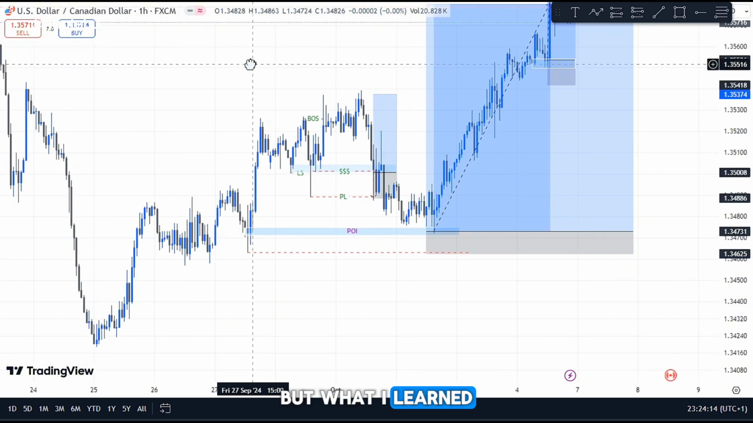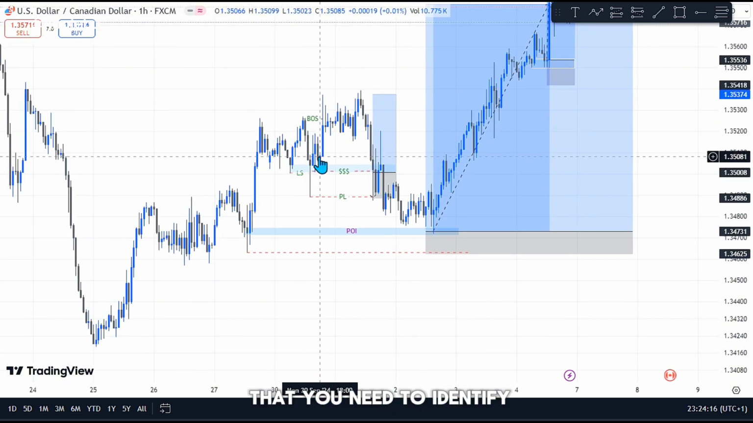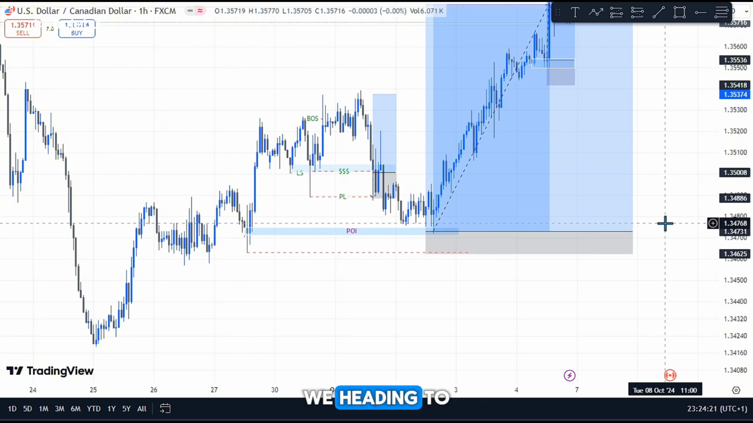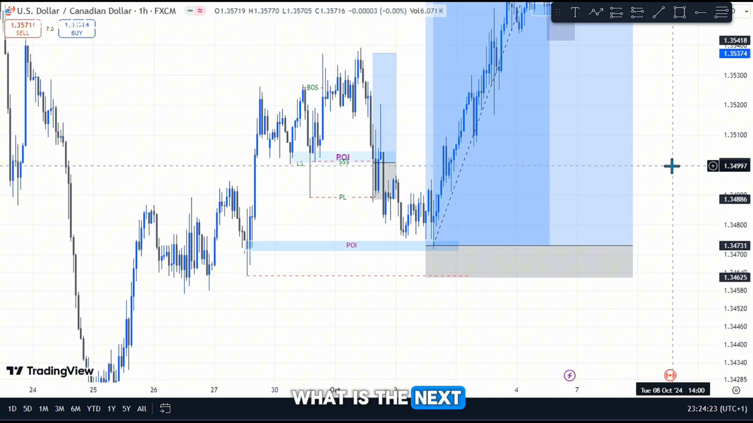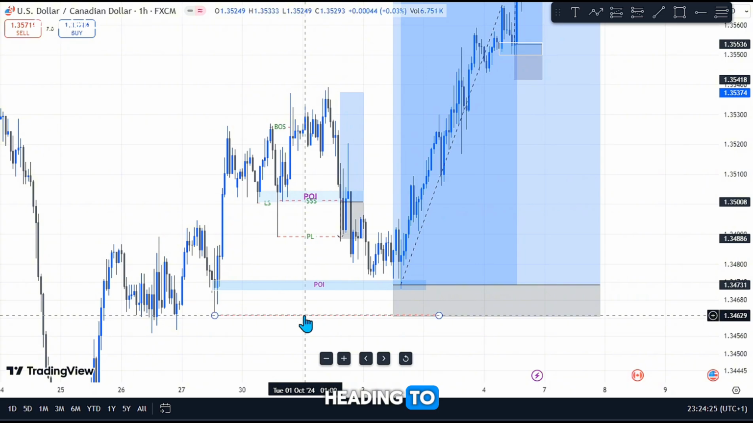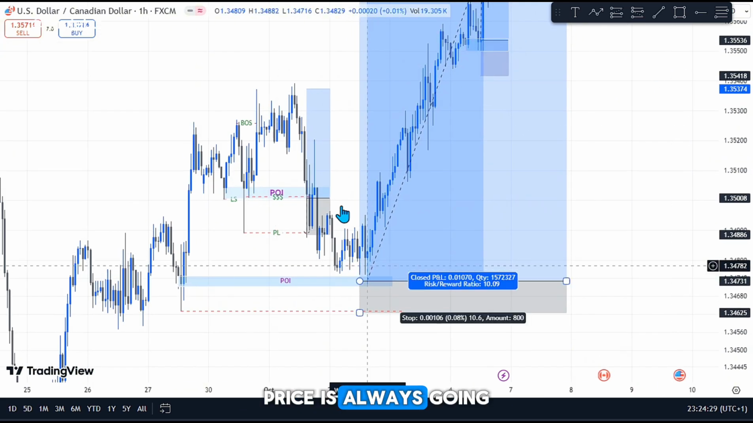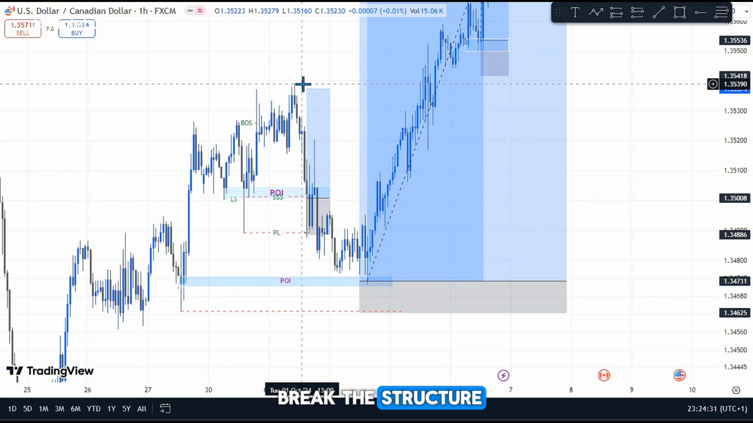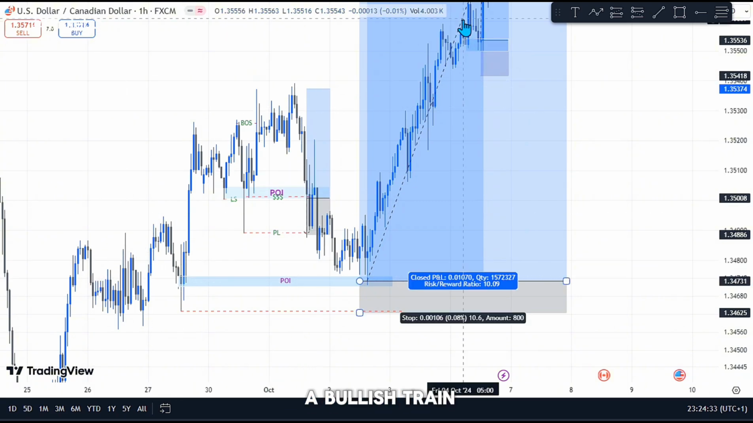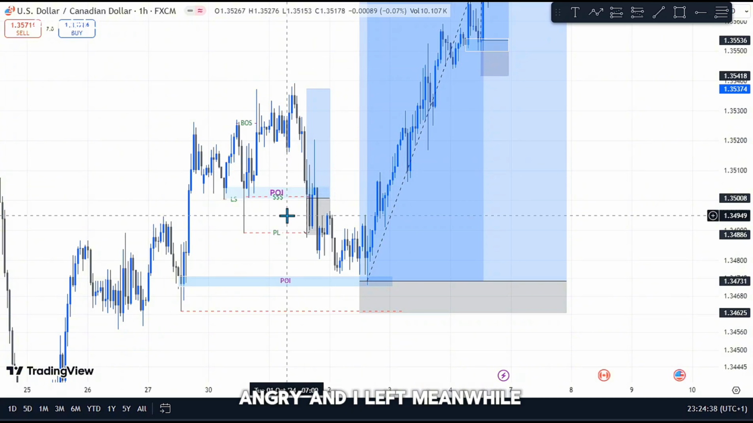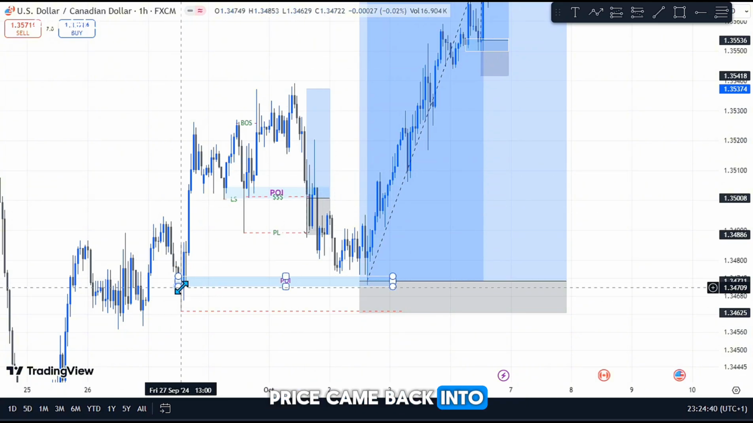But what I learned from this trade is that you need to identify what is the next point that price is heading to. What is the next POI that price is heading to before a continuation to the upside? Because obviously price is always going to come back and break this structure because we are in a bullish trend. So after price hit my stop loss here, I got angry and I left. Meanwhile, price came back into the zone.